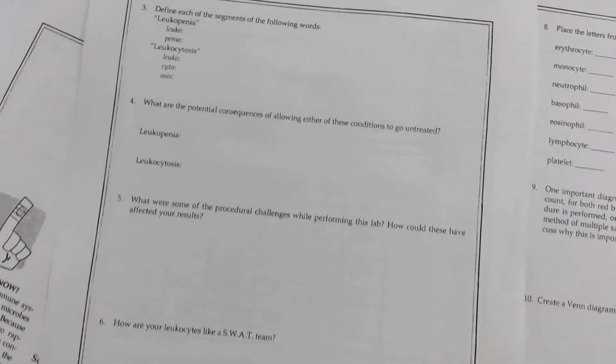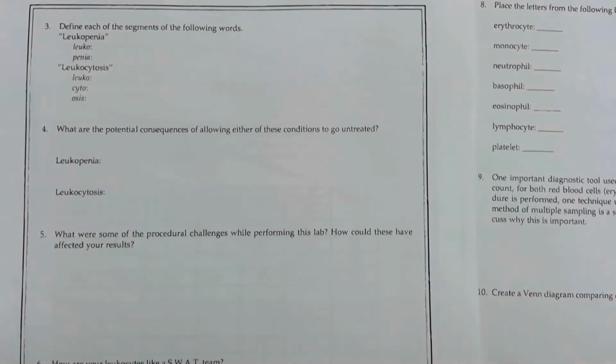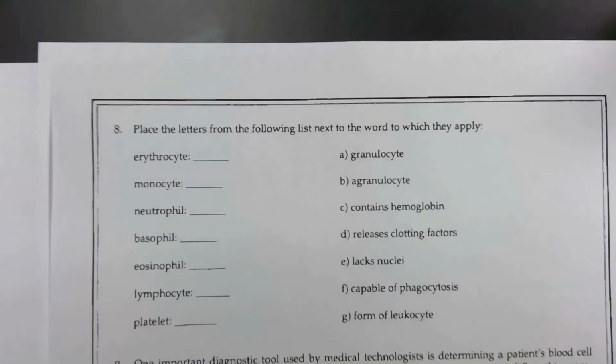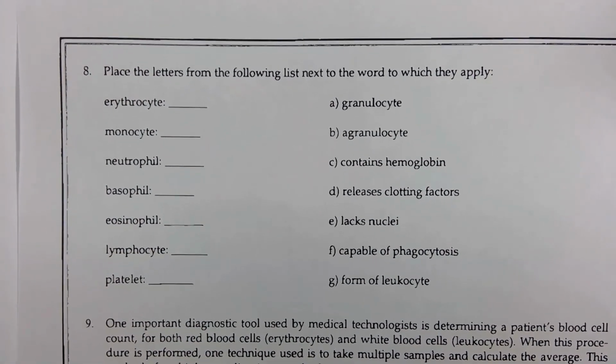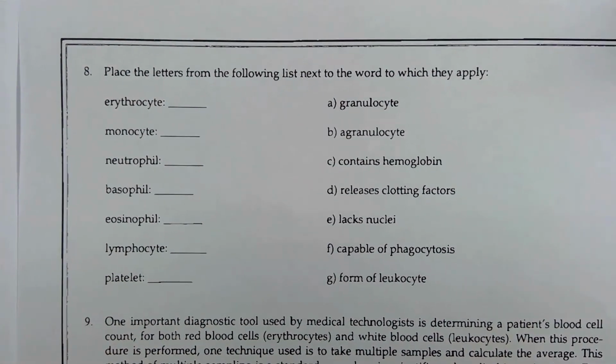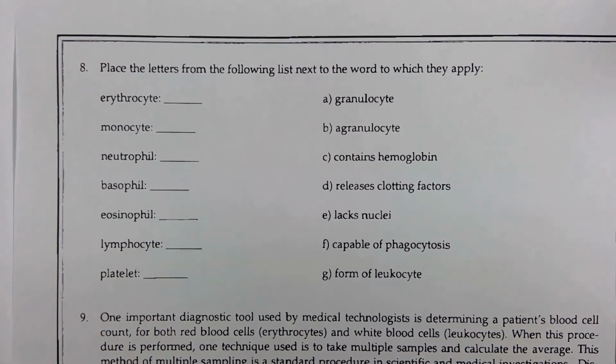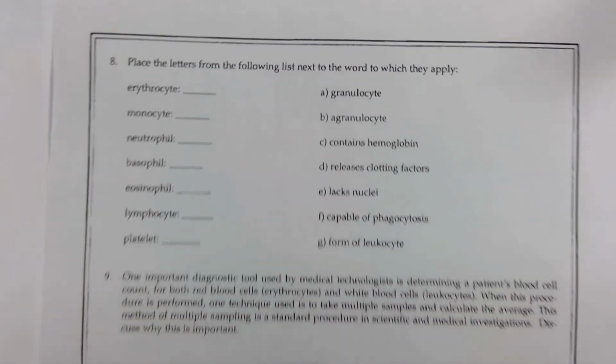After you've done that, then there's just some other general questions about the immune system and different types of blood cells. When you get to the matching, each cell will have either 2 or 3 letters that go next to it. Okay, then you just answer the other questions, and then you're done with this lab.